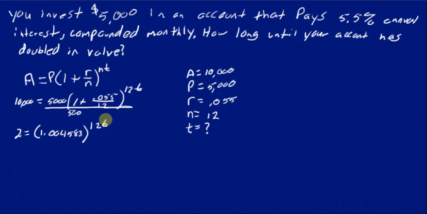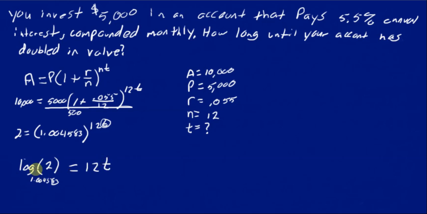Now the problem is my variable's up here in the exponent. So how do I solve for that? Well, now this is a base, an exponent, and a number. So I'm going to rewrite that in logarithmic form. I'm going to have a log with this very lengthy base, 1.00458. And I'm going to take the log of my number 2, and that's going to equal the exponent 12t.